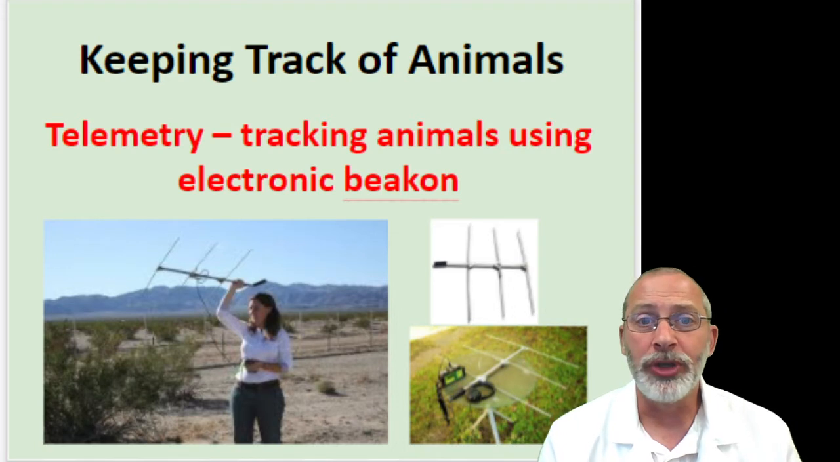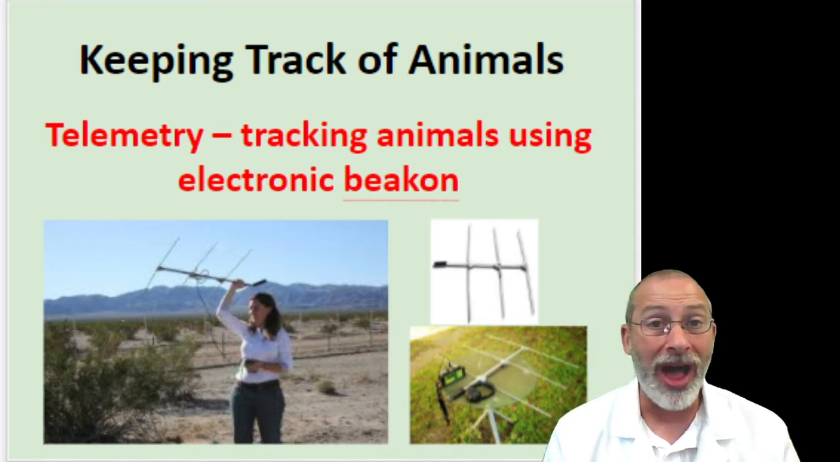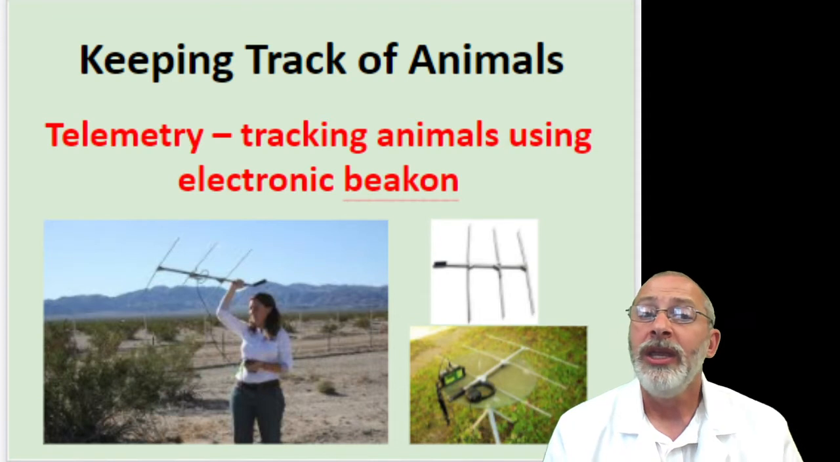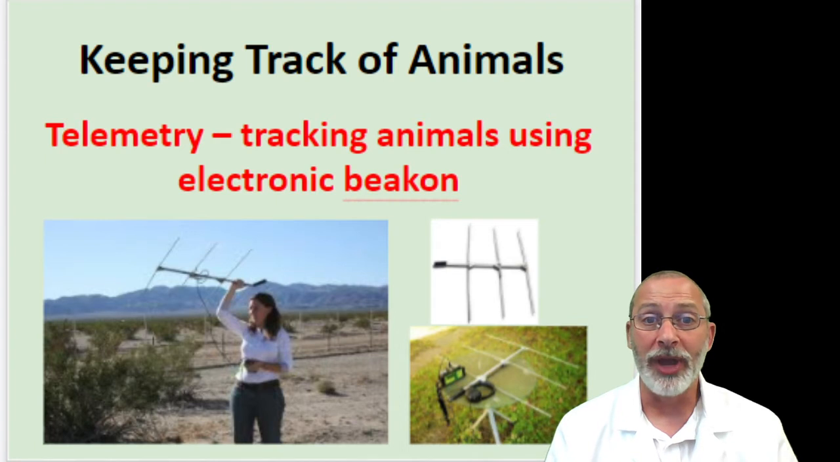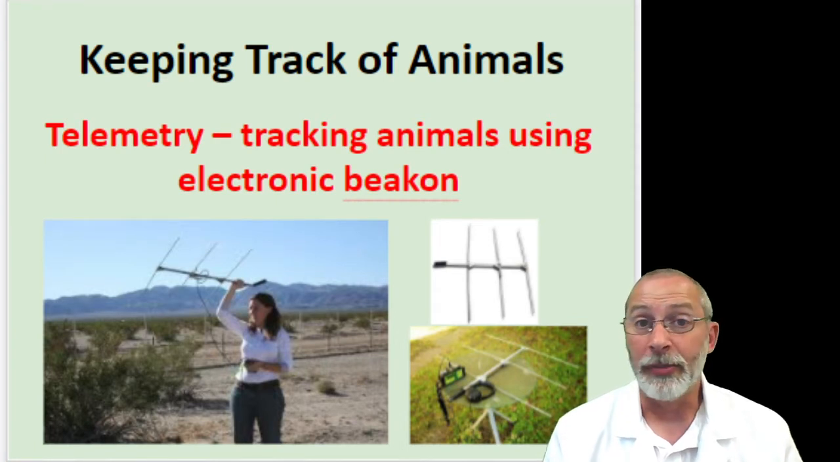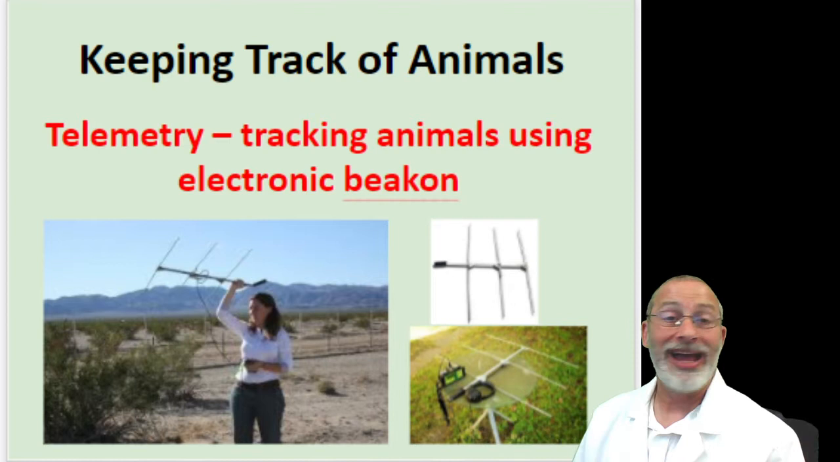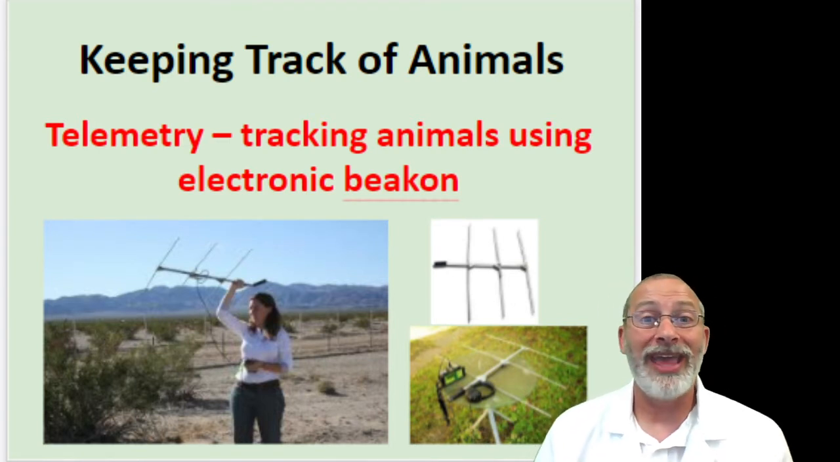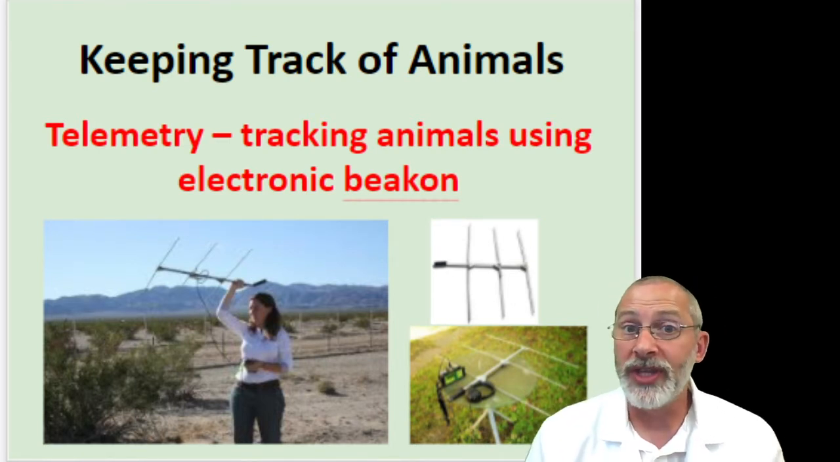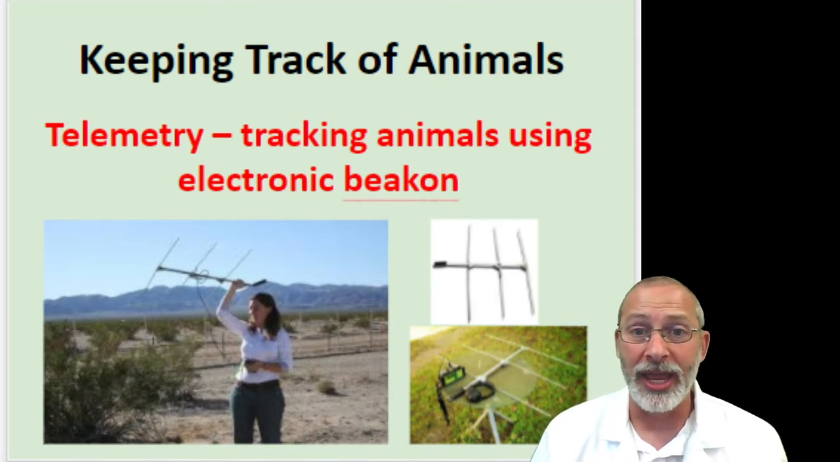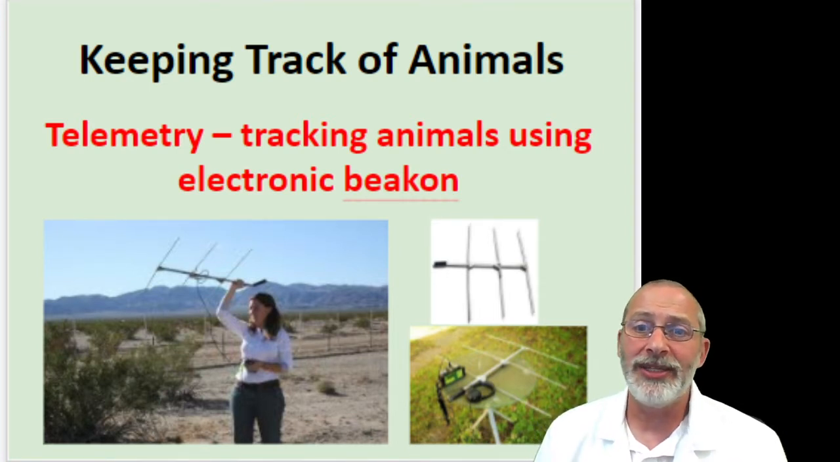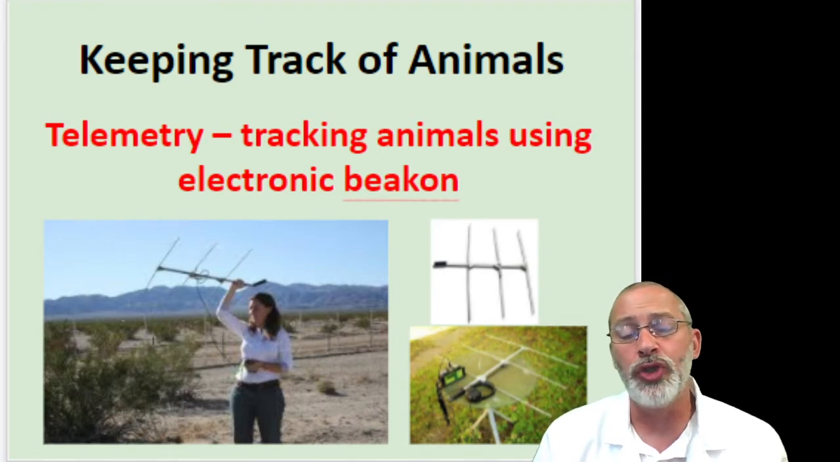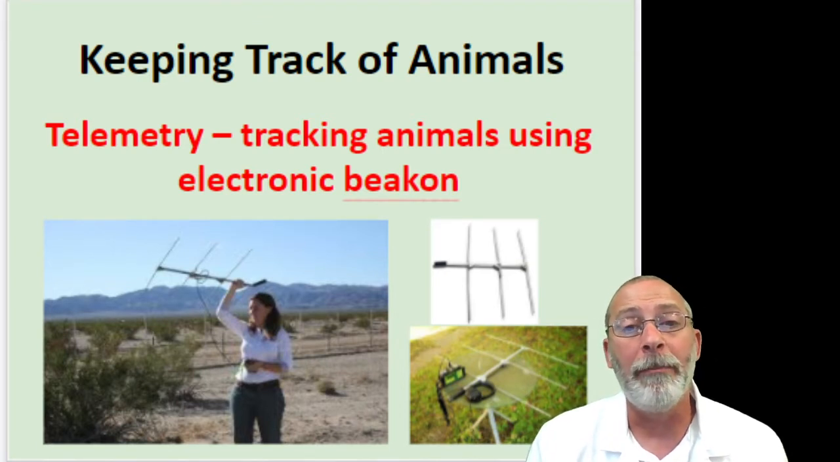But in more general terms right now, biologists, wildlife biologists in particular, like to keep track of animals. We've seen a couple videos earlier this week already where organisms like the bald eagle and the California condor have been kept track of. Well, there is something called tracking of animals. And what we do is use a technology called telemetry. Telemetry is what scientists use to keep track of animals using an electronic beacon.